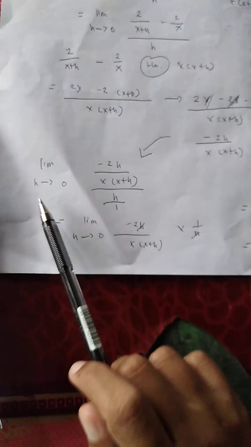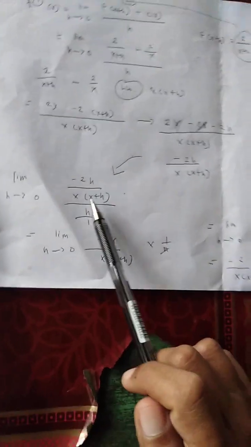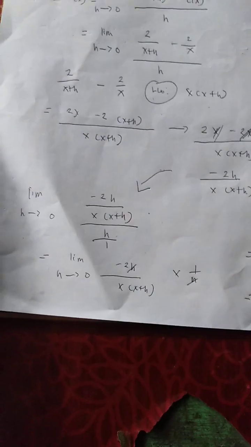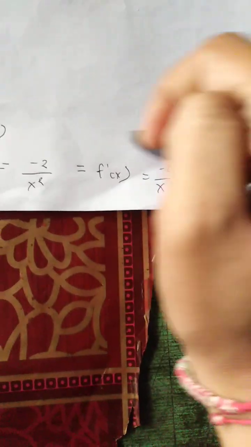So the limit as h goes to 0 of negative 2h over x times x plus h, over h. So we have a fraction on top of another fraction. h can just be written as h over 1. And this is the final answer. Thank you.